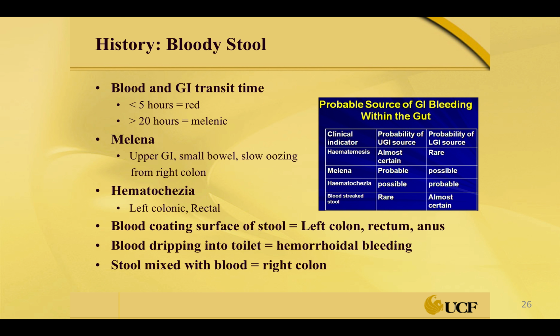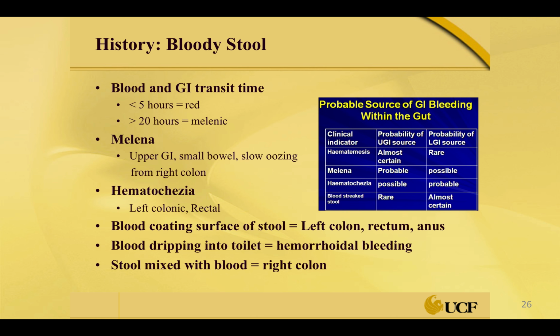Anything less than 5 hours transit, the blood will show in stools as red color. Anything above 20 hours, the GI transit time is usually greater than 20 to 24 hours, you will see melanic stools. Melena can be from upper GI, from small bowel, or from slow oozing from the right colon. Hematochezia is usually more associated with left colonic and rectal bleed.